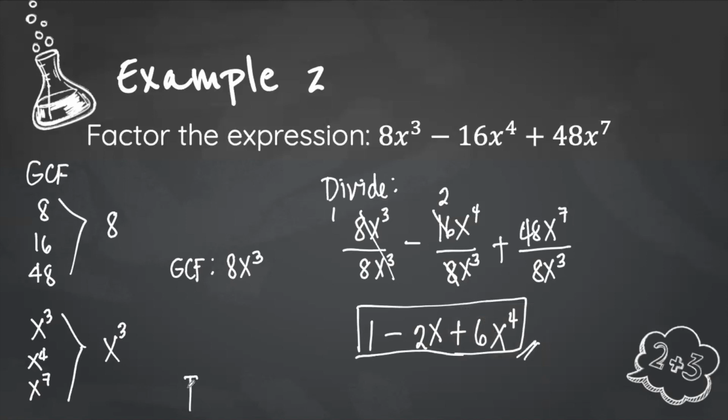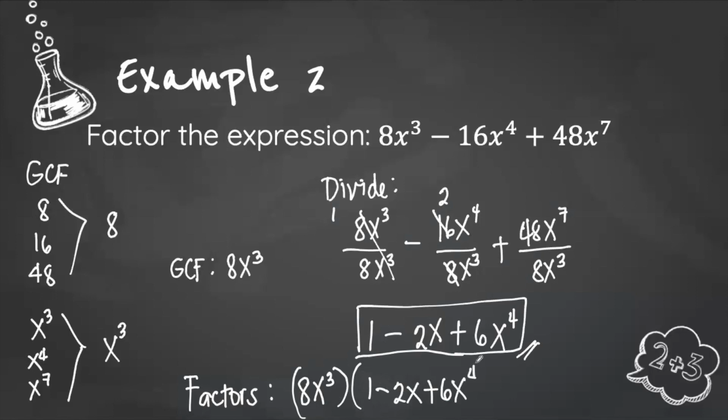So, the factors of the polynomial above are a GCF, which is 8x cubed, and the quotient when you divide the GCF. 1 minus 2x plus 6x to the 4th power. Let's move on to our third example.